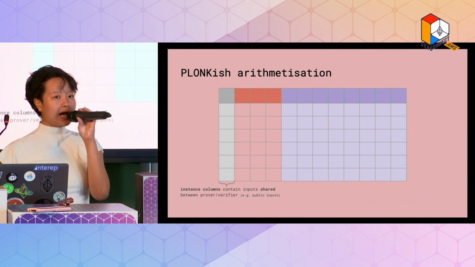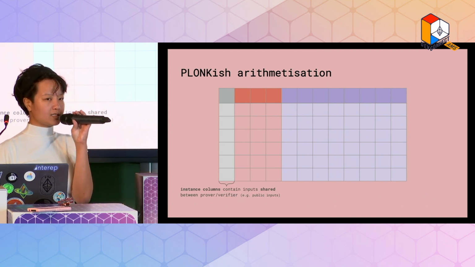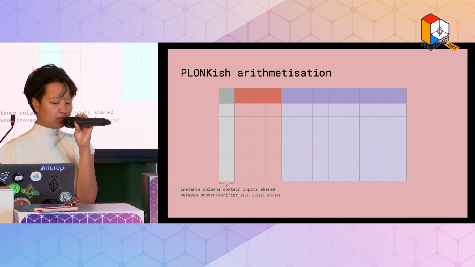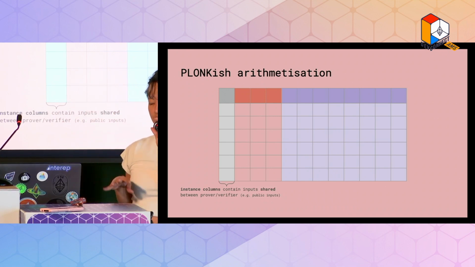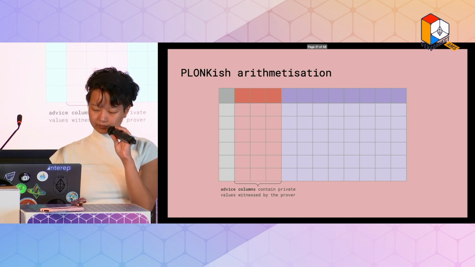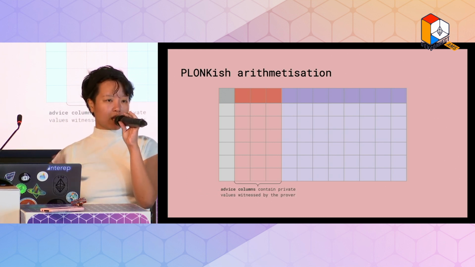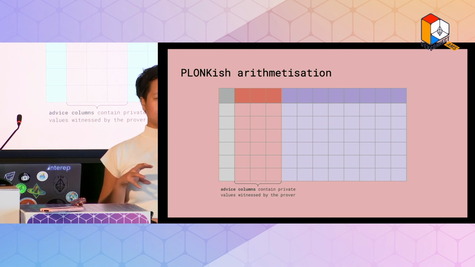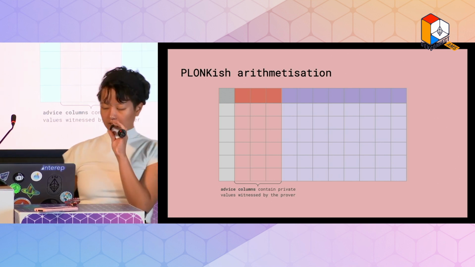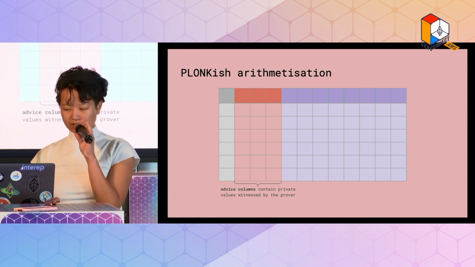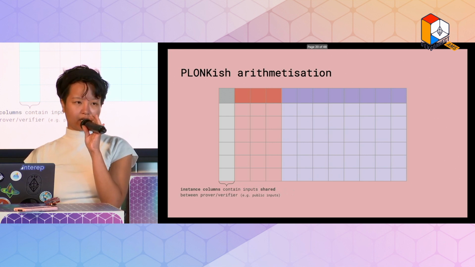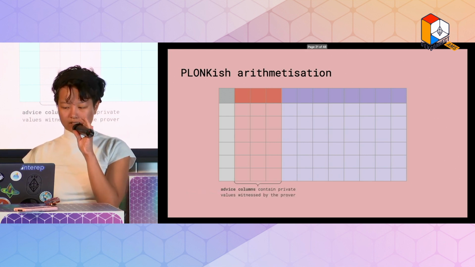We have different types of columns in this table. So instance columns are basically those that contain values that are shared between the prover and the verifier. For example, your public inputs will be provided in the instance columns. Advice columns are where the prover witnesses their private inputs. And the instance columns and advice columns change from one proof instance to the next. They're basically what's unique about your proof instance.